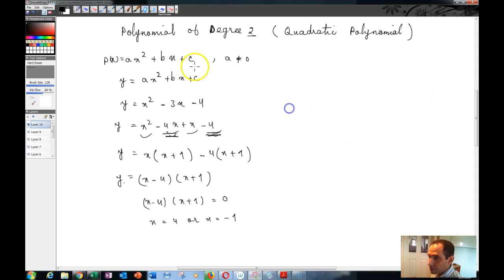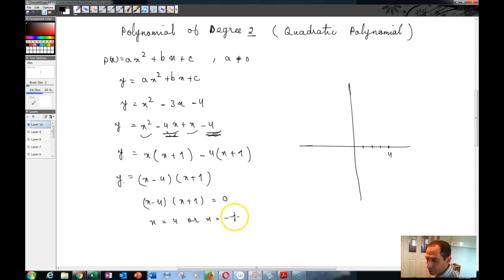So then your graph would be something like this, and one of your roots is x equal to 4, so that's 1, 2, 3, and 4, and one of the zeros is negative 1, so that's negative 1. You know that your graph is opening upwards, and the bottom of the trough is going to happen exactly between these two points, because the graph is symmetrical.